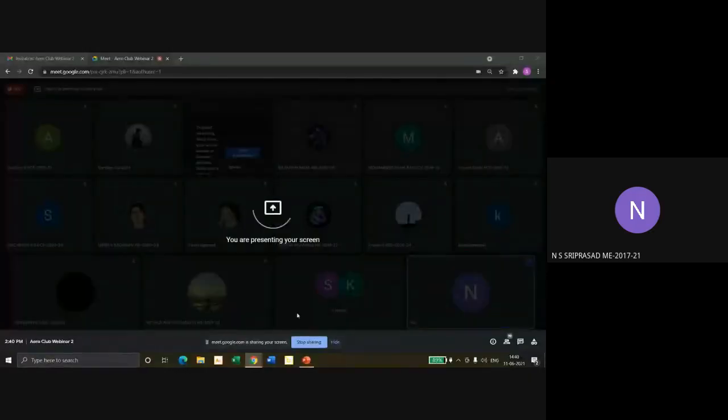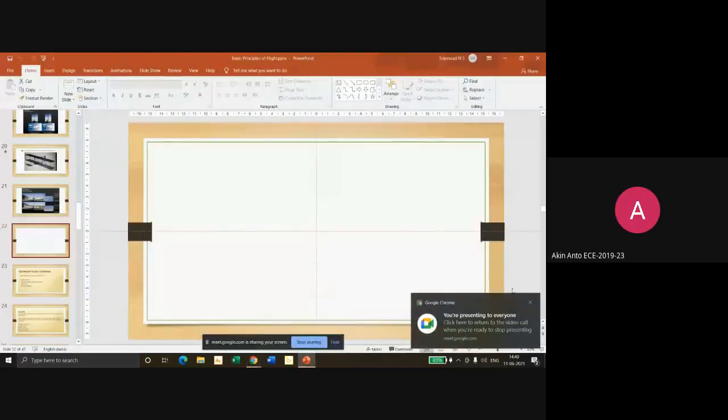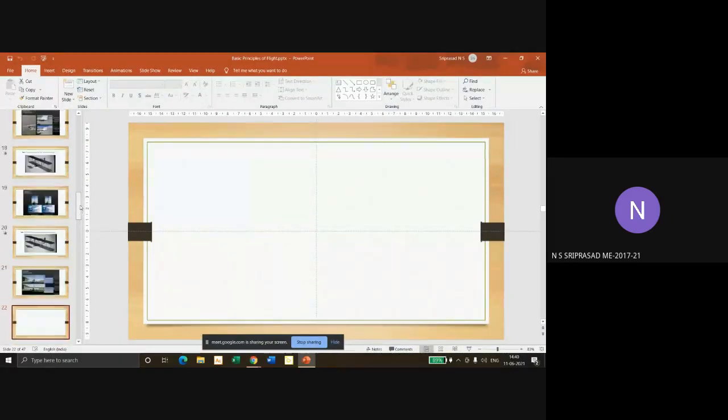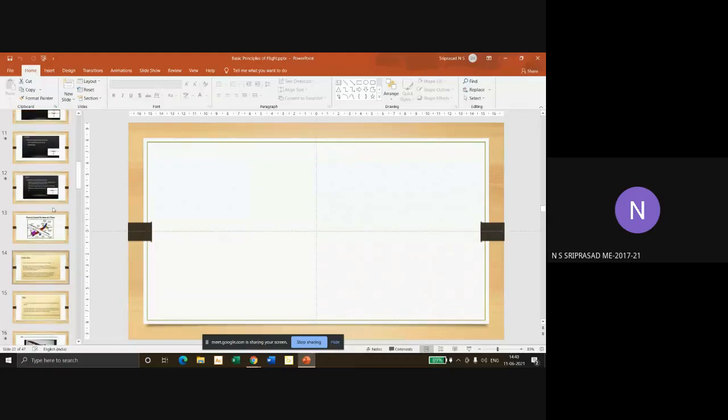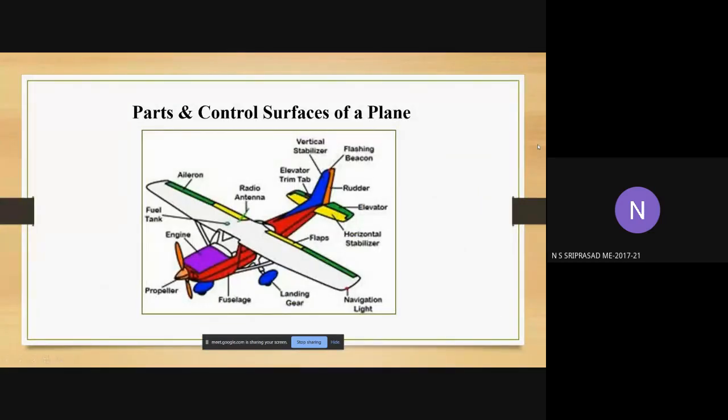Adityan, confirm if you can see my screen, please. Yes, nice. Okay. All right, guys, before we just start off, I'll just show you this slide once and then we'll start off with our main content, okay? Yes. Okay, guys, can everyone see my screen? Can everyone see what is there on the screen? Yes. All right, great. Wait, I have to see your names also, correct?